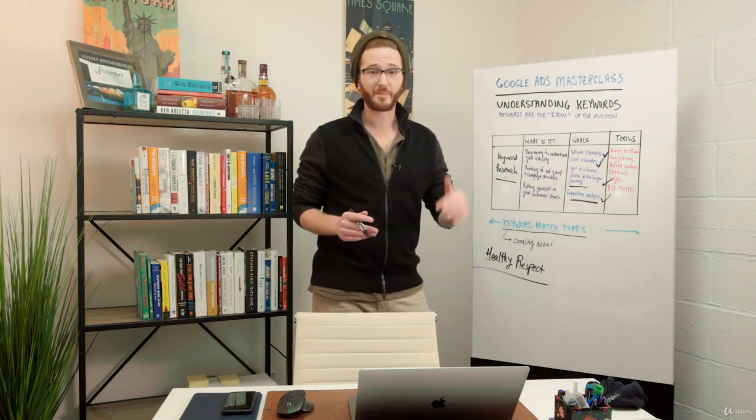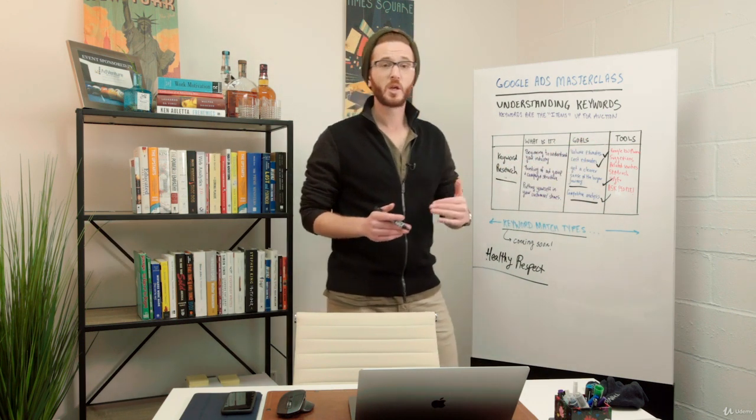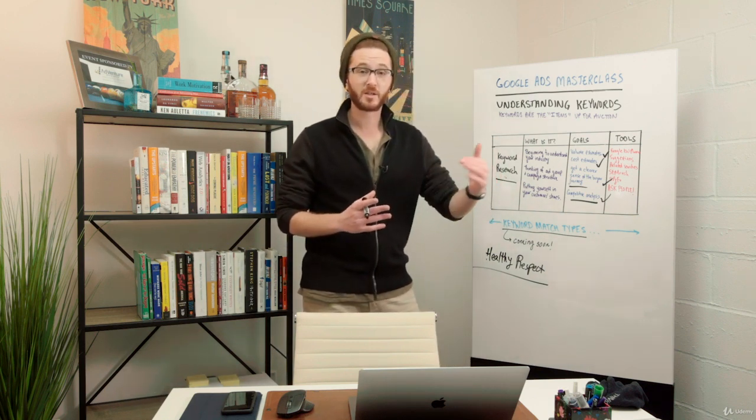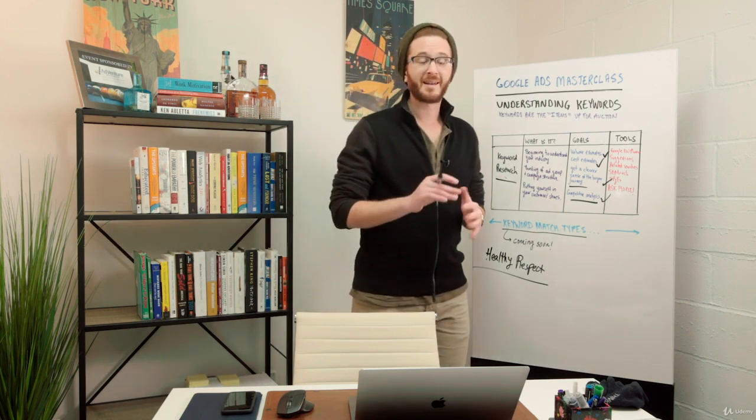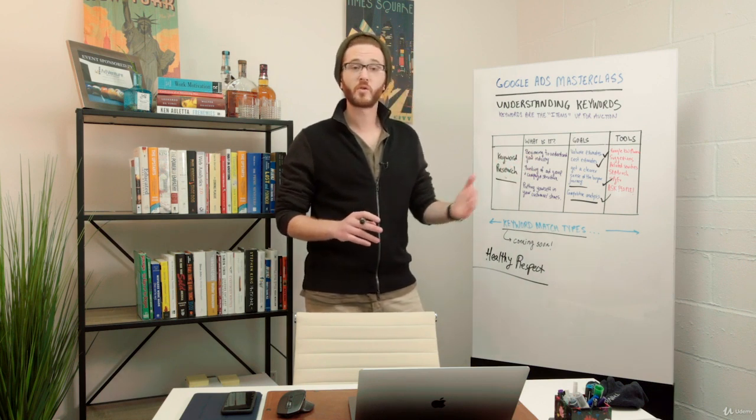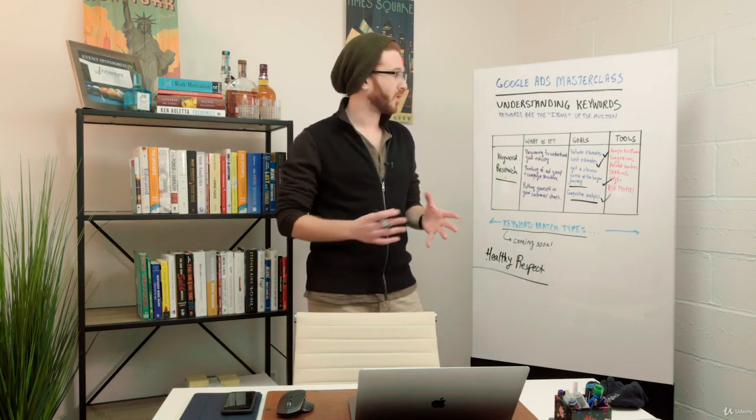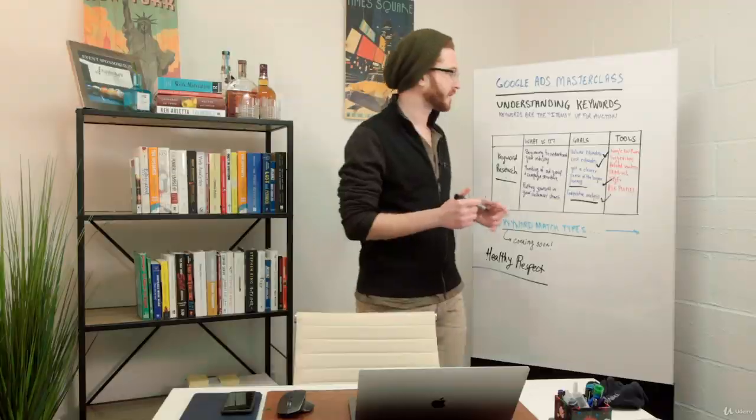Google Suggestions. At the bottom of a Google search page, Google has suggested searches, related searches, and autocomplete searches. And we're going to talk about each one of those. Those are good ideas to start getting more ideas for both negative keywords and positive keywords.